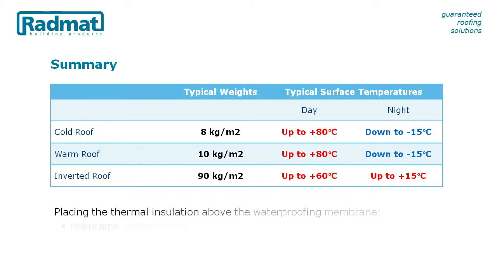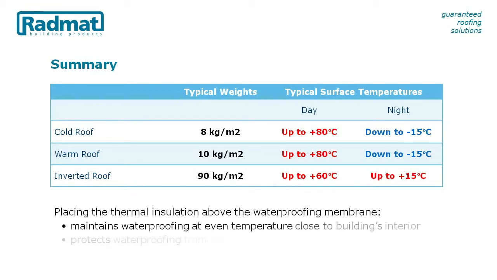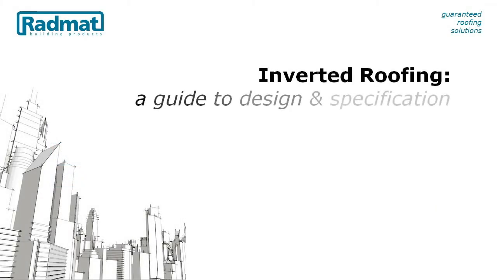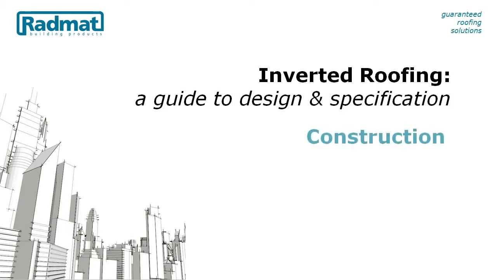Minimizing the urban heat island effect in this way also makes a positive contribution to a city's and the world's climate. It additionally protects waterproofing from mechanical damage and effectively uses the waterproof layer as vapor control to control condensation risk. Now we have established the correct definition of an inverted roof, we will look at the main components used in the roof's construction before moving on to design and specification.